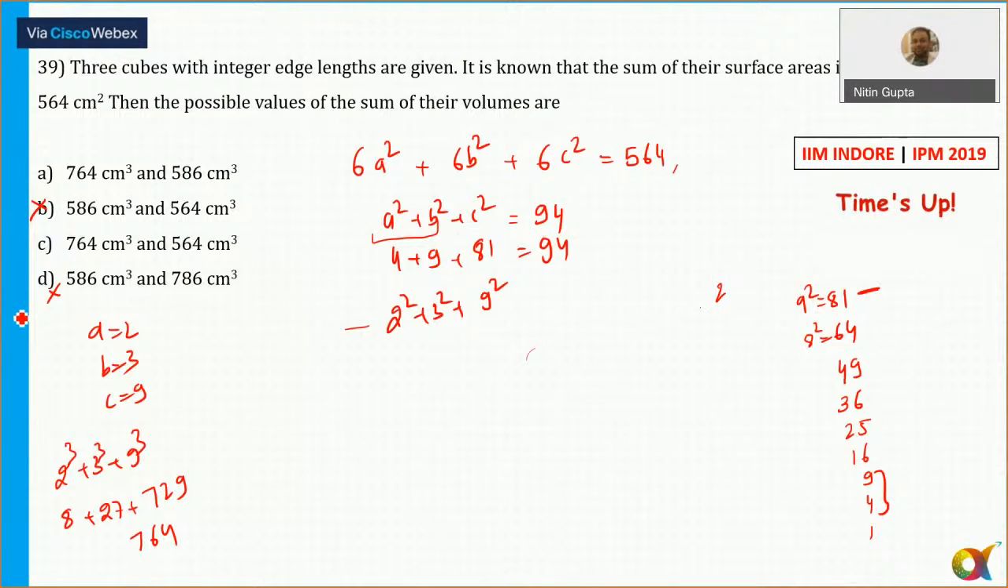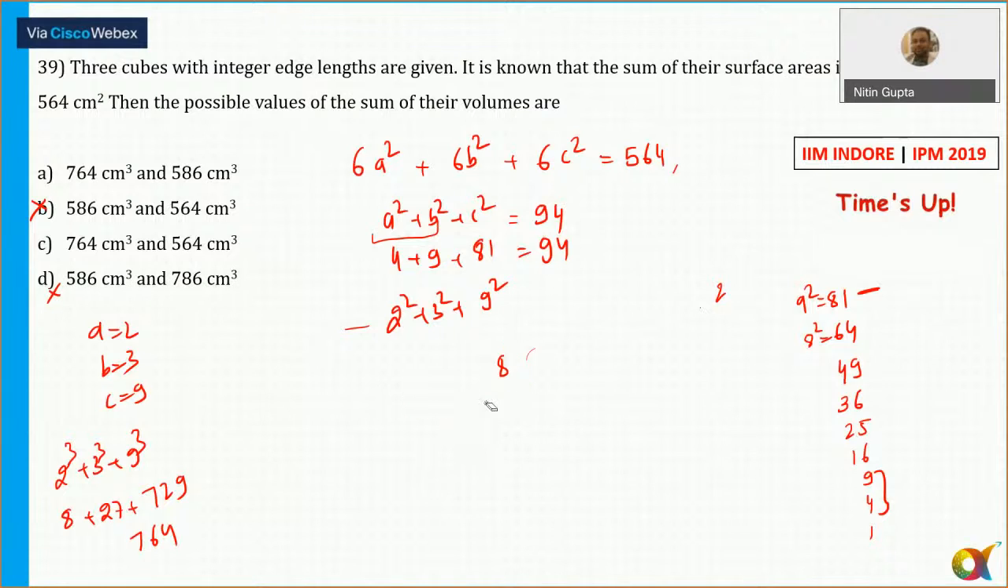Now, one more possibility is there. What is that possibility that I need to check? Let's say I take 64, then for the remaining two numbers the sum must be equal to 30. Is there any two perfect squares whose sum is equal to 30? I'm not getting any case. 25 plus 5, no, that is not possible. So this case will be ruled out.